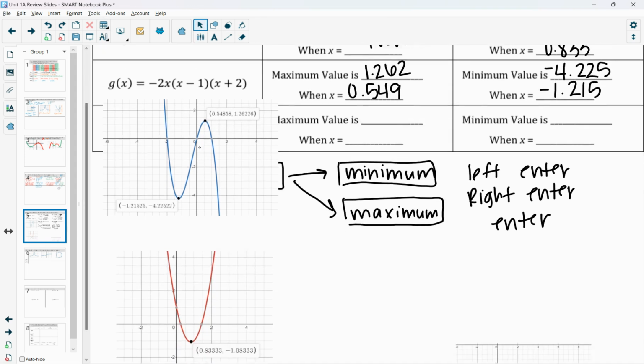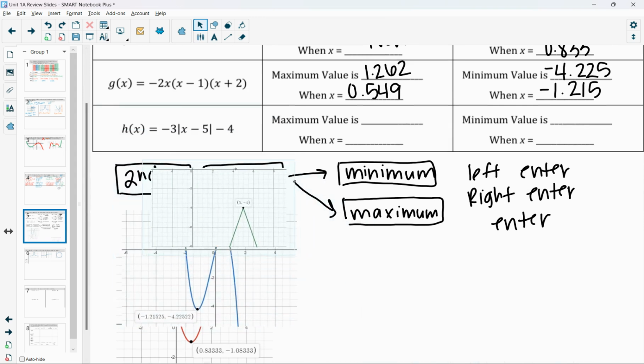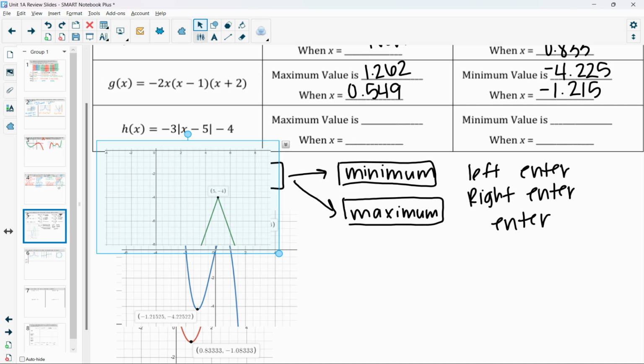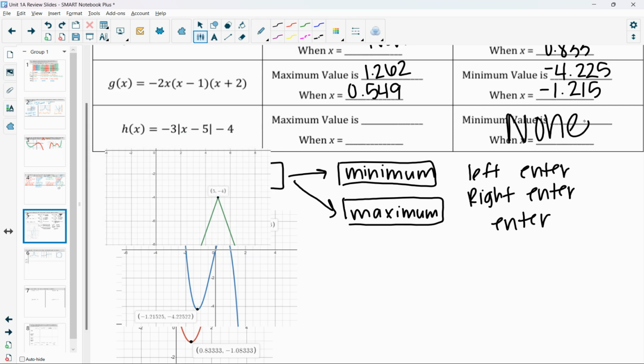And then the final one looks like this. And so we just have a maximum again. So no minimum for this one. And the maximum is at negative 4 when the x value is 5. So just be sure you actually follow the calculator steps, second trace, min or max, because otherwise these decimals will be off. So I'll know that you didn't use your calculator correctly. So make sure you know how to do that.